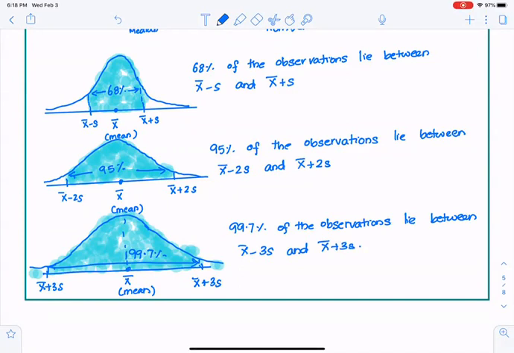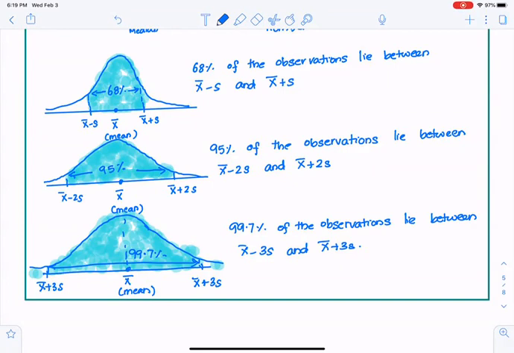If we know that the data is bell-shaped in the sense it is symmetric, we can say that 68% of all the observations would lie between x bar minus s and x bar plus s, where s is the standard deviation and x bar is the mean. The more observations you have on an interval, the denser the area is going to be. That's why in the first graph, the middle part is shaded.